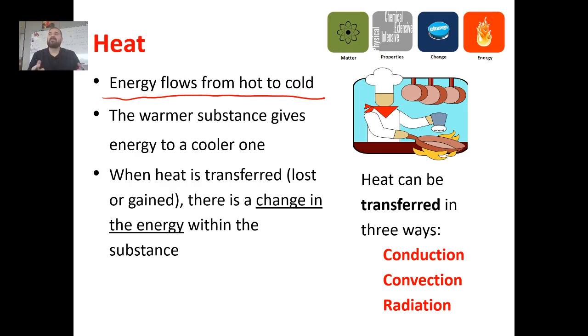Because if it's really hot, it's got a lot of heat in it, and then that heat is gonna dissipate into all the food that's in the fridge. It's gonna ruin the food in the fridge.